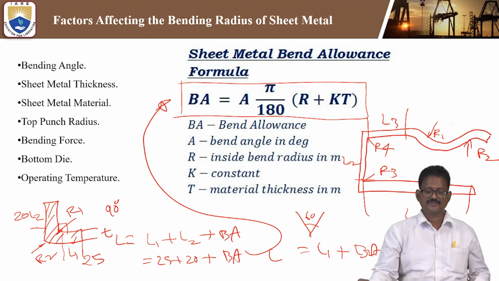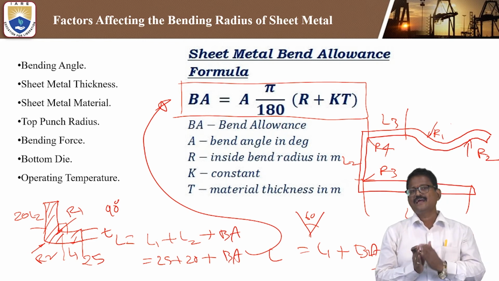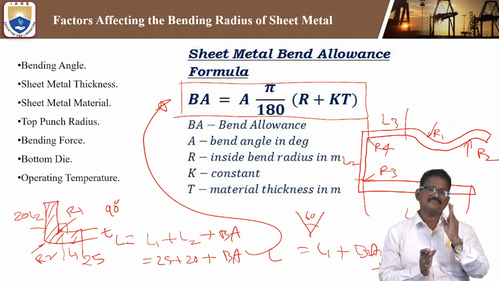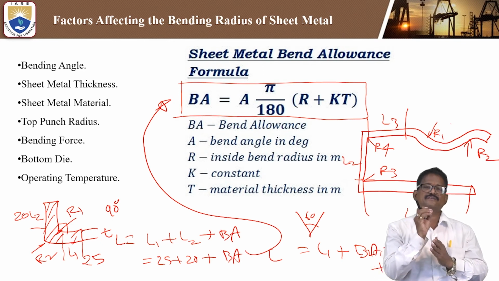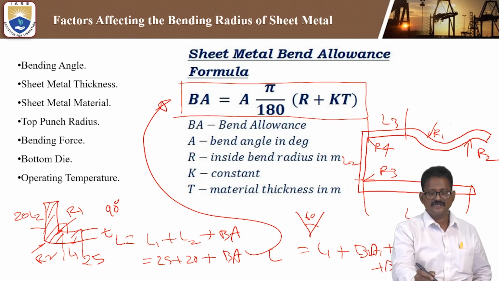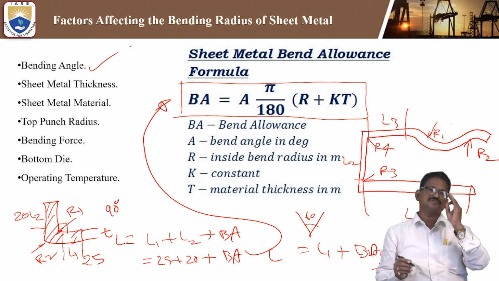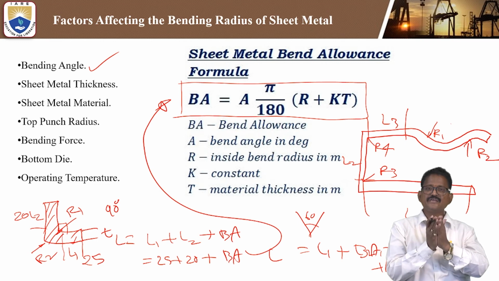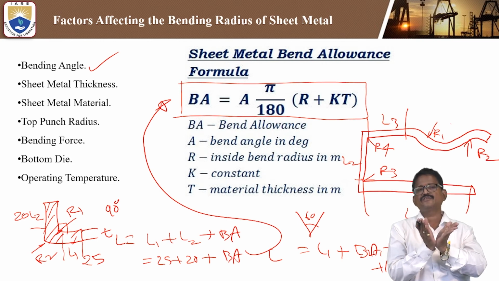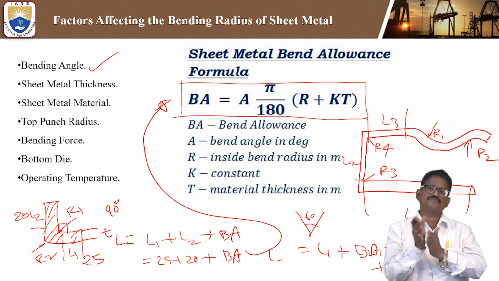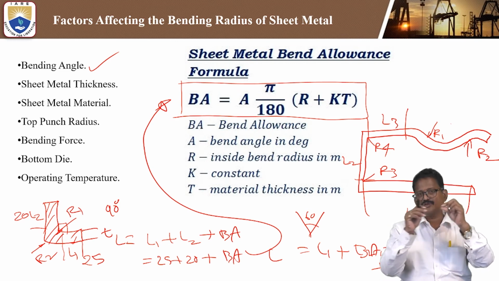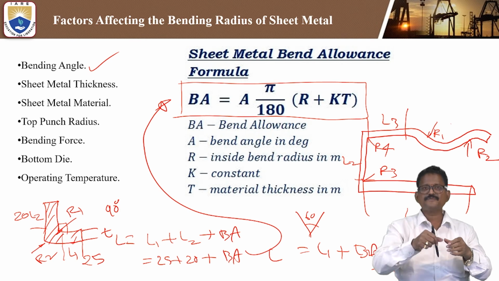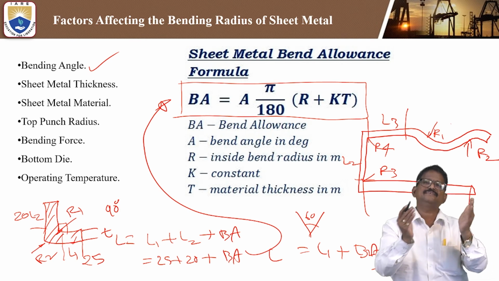I hope the students can understand clearly. Look at the main factors which will affect the internal radius of the bending in a sheet metal. First, the bending angle is one of the most important factors. Bending depends upon the bending angle. At the same time, if the sheet metal thickness is low, even by applying less pressure, it can bend easily.